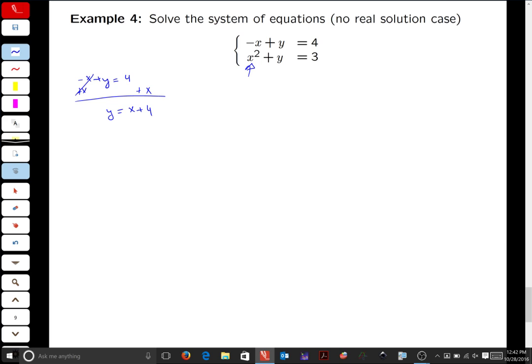So we have y equals x plus 4. Plug this in for the y variable right here.